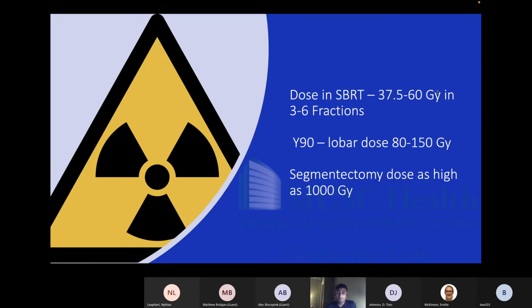And just to give you an idea of the relative doses you can do, for SBRT for liver, if you're doing SBRT for liver for HCC, the doses you can give are between 37.5 and 60 gray. Above 60 gray, the rate of grade 3 and grade 4 reactions goes above 40%, which is unacceptable. So you're killing too many people if you go above 60 gray.